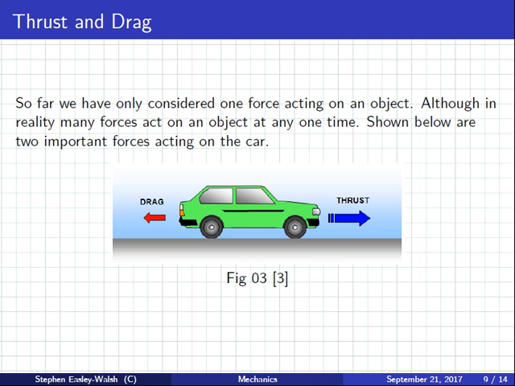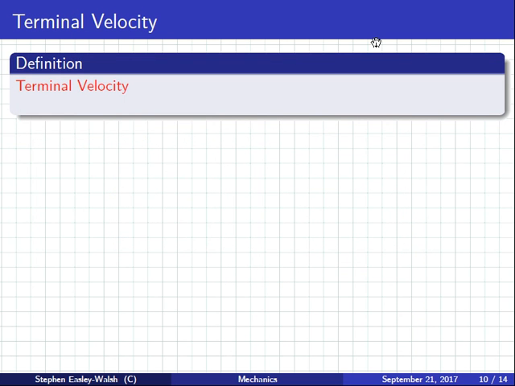Okay. Which is bigger? Well, it depends on what's happening. At the beginning, which is bigger? When the car just starts, the thrust is bigger at the beginning. But as the car goes faster and faster, what happens to the drag? There's more of it, it's bigger and bigger until they're equal. So, when that happens, we call that the terminal velocity. It's the maximum velocity. And we usually only use it to describe things which are falling in space.